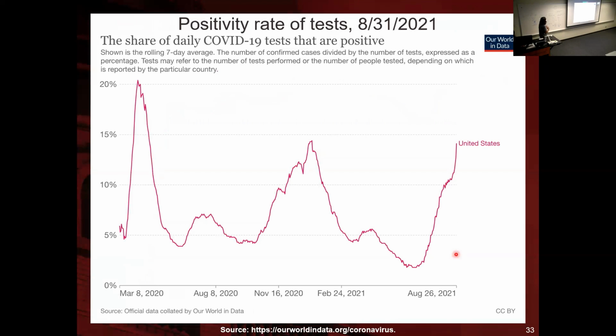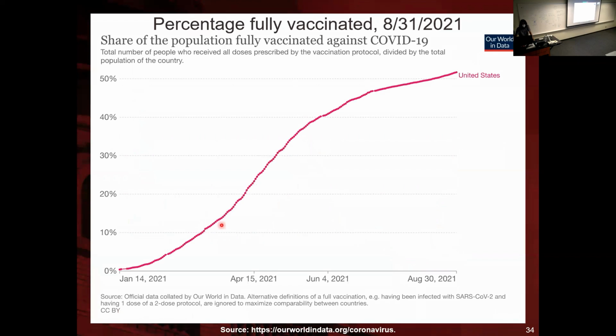Positivity rate of tests, the share of daily COVID-19 tests that are positive. High around April last year, and then high around Thanksgiving, Christmas, and then high again now. Right? High again, and higher now than the same time last year, around August 31st. Look at this number of tests that were positive.